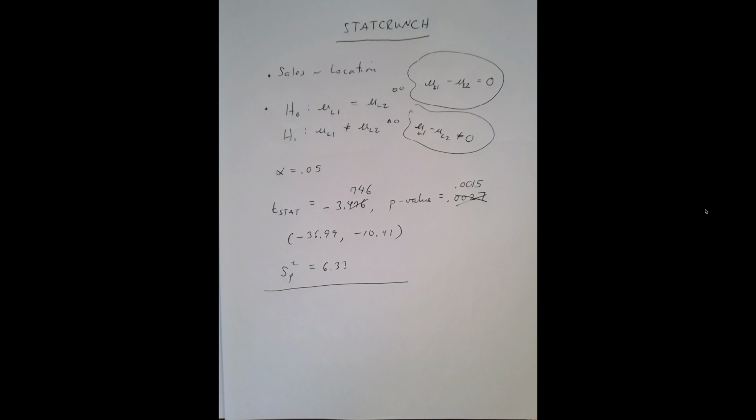All right. Back to this. Our confidence interval was negative 36.99 to negative 10.41. Please rewatch the video if you have any questions about confidence intervals. And our pooled variance was 6.33.